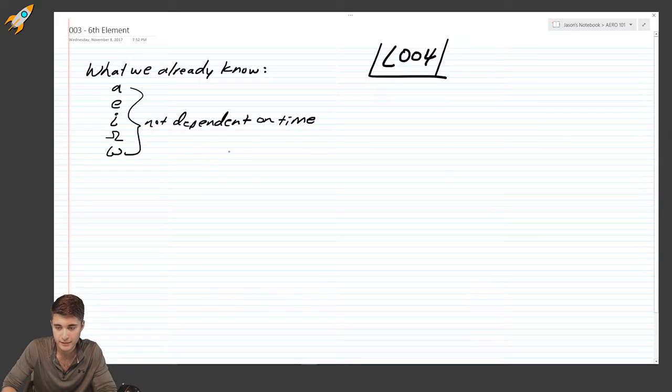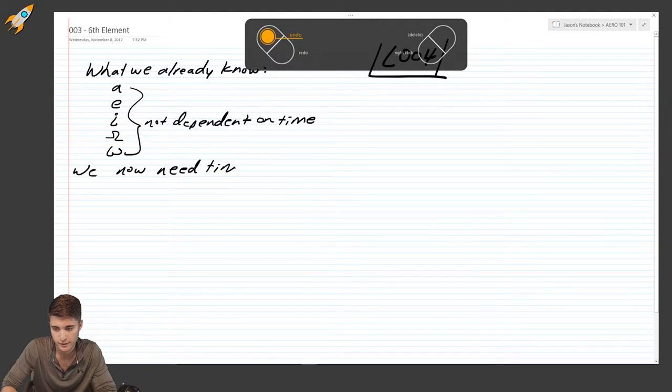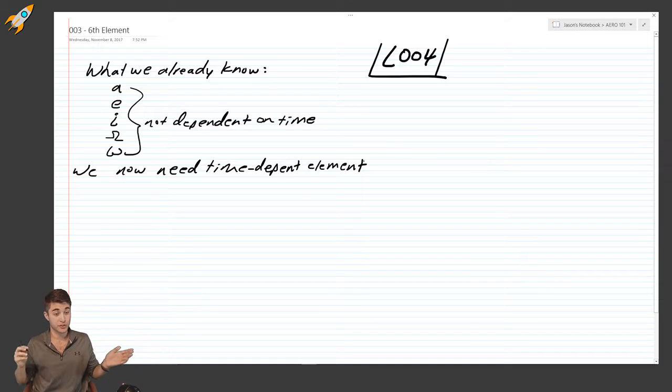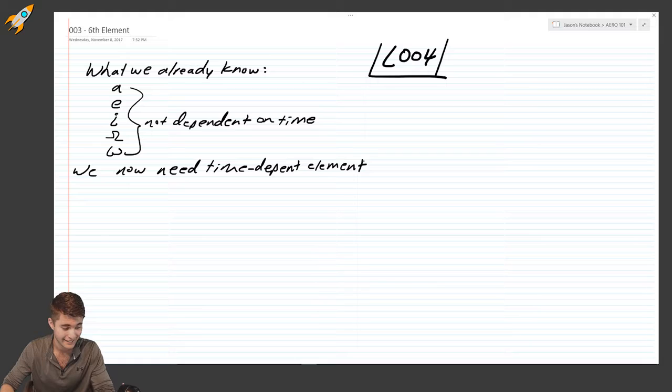So what we need, we now need a time-dependent variable, a time-dependent element that will allow us to determine where we are along the orbit. That's just as important as any of these other parameters. Now we need a time-dependent element.